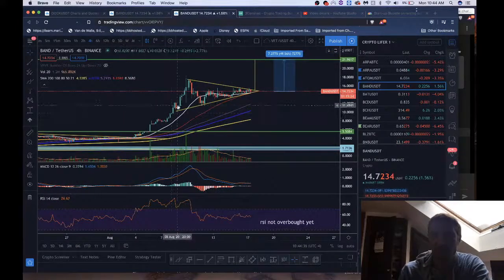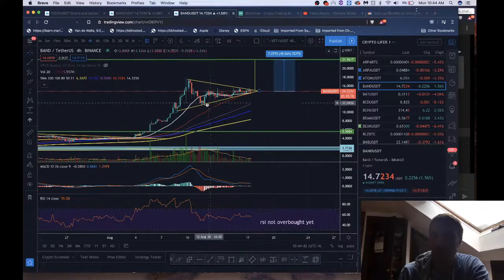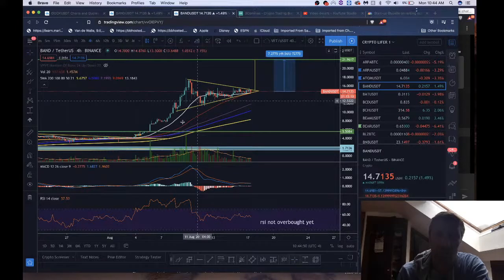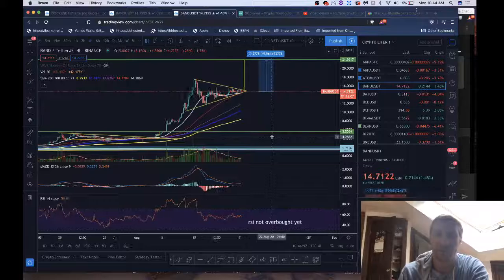Like, look, before you were FOMO into Band at 11, 12, and you were like, oh, I missed it. It went all the way to 17. But look, you didn't realize you would just wait from the 10th of August till now. Wait 1 week, and then Band came right back down to the 14 for you. So don't chase these green candles. Always remain calm. The Crypto Lifer will be here explaining how to make that money.